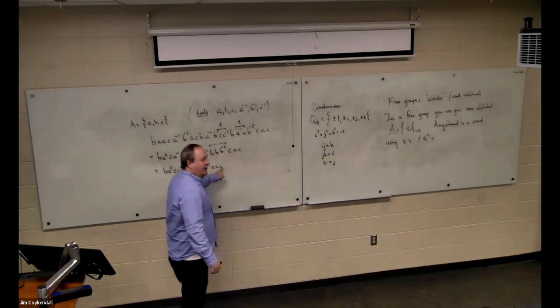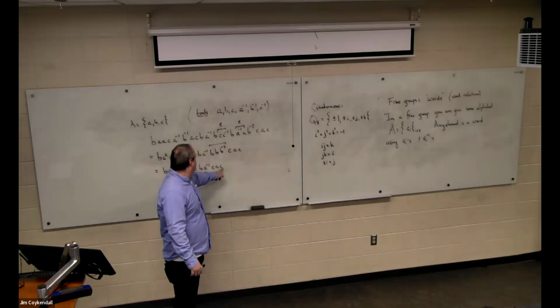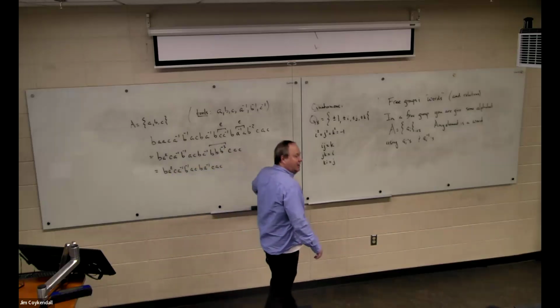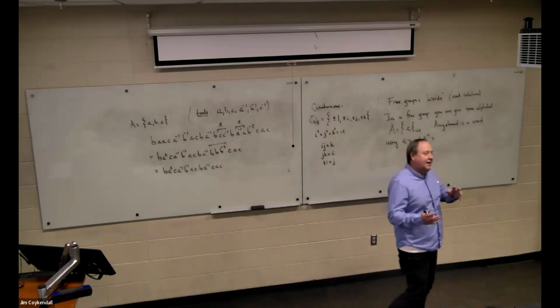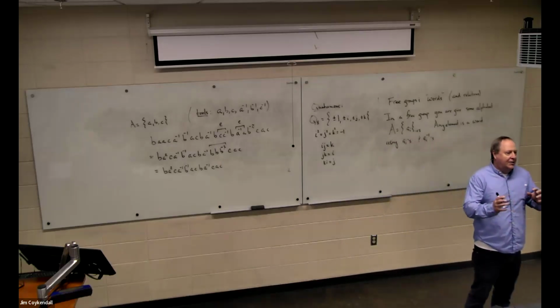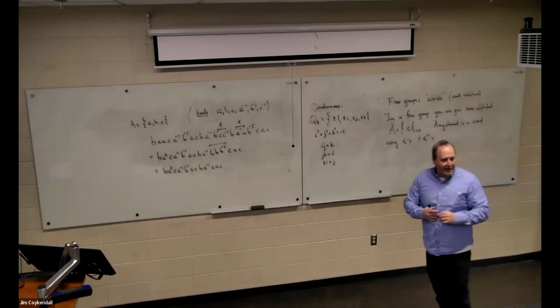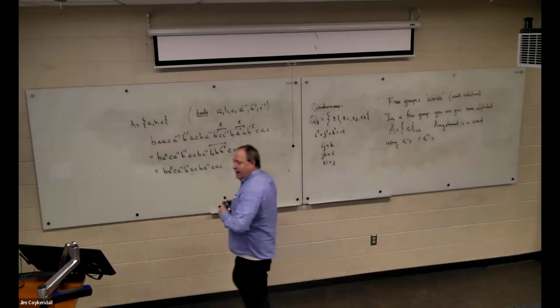Well, the inverse of this one is just build it in reverse: C inverse A inverse C inverse A, B inverse C inverse A. The inverse of any word is just turn around and reverse the exponents. Everybody agree with that? So this is actually a bona fide group.